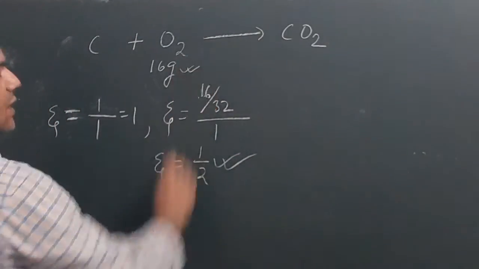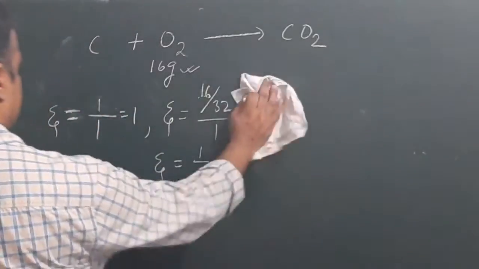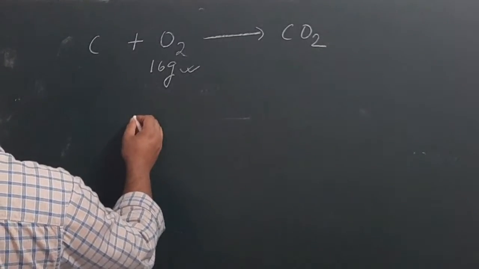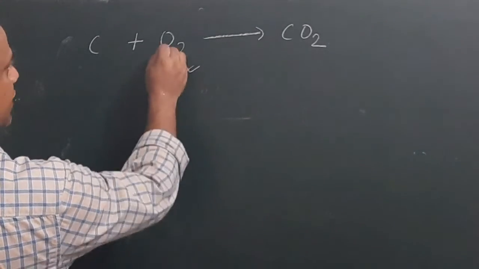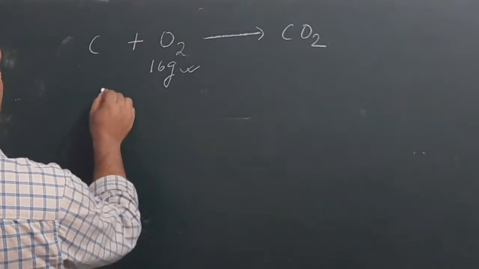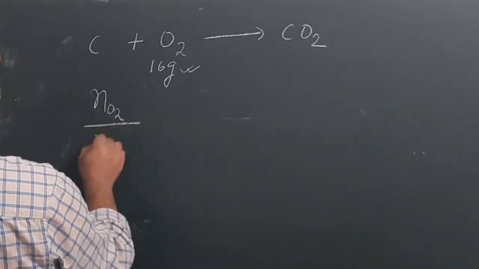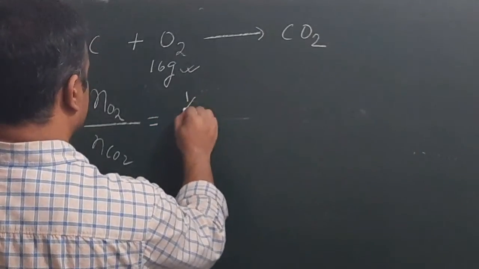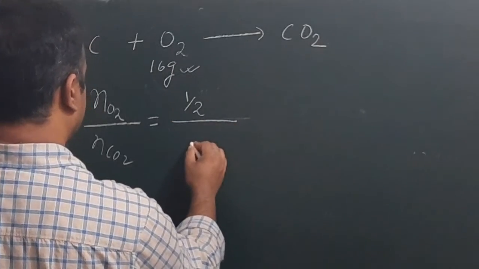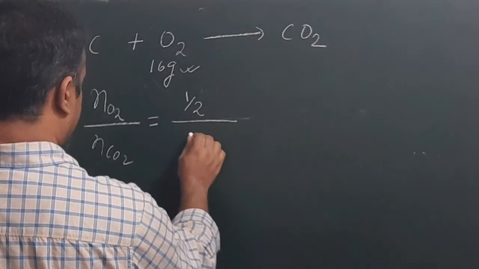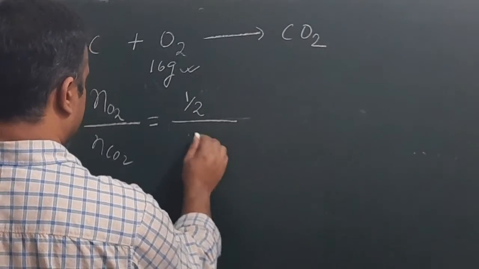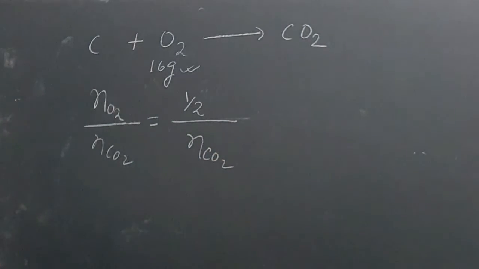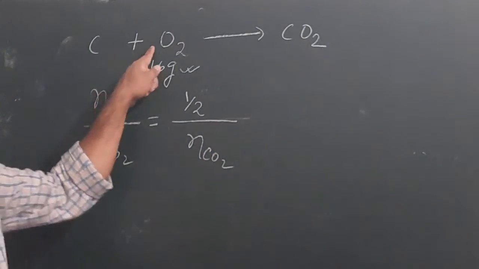So here oxygen is our limiting reagent. So if we have to calculate the amount of carbon dioxide produced, then we'll take the molar ratio of limiting reagent and carbon dioxide, that is moles of O2 divided by moles of CO2. This will be equal to moles of O2, 1/2, and moles of CO2 we have to find, suppose X, instead of X we write moles of CO2. The ratio of moles of O2 and moles of CO2 from the balanced chemical equation is 1:1.